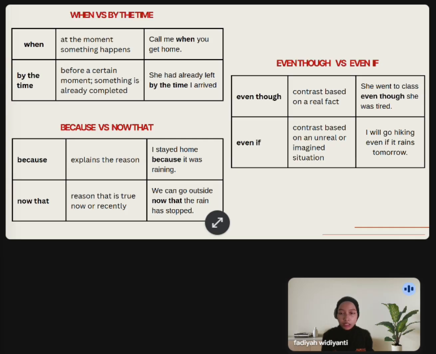And next, even if is used for contrast based on an unreal or imagined situation. The example, I will go hiking even if it rains tomorrow. And then the second example, I wouldn't forgive him even if he apologized.